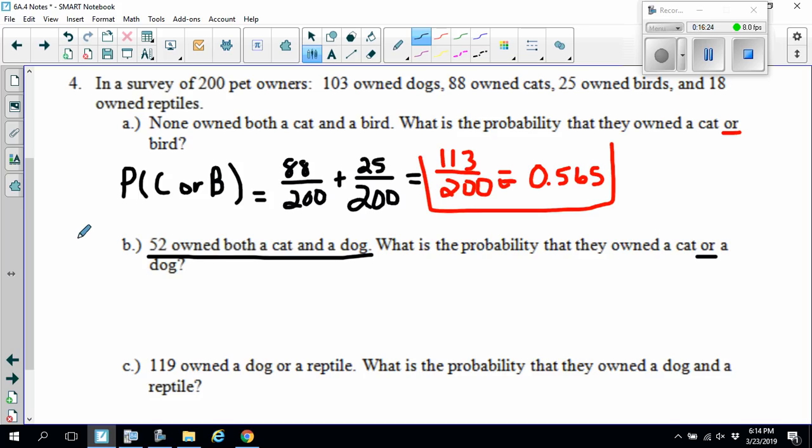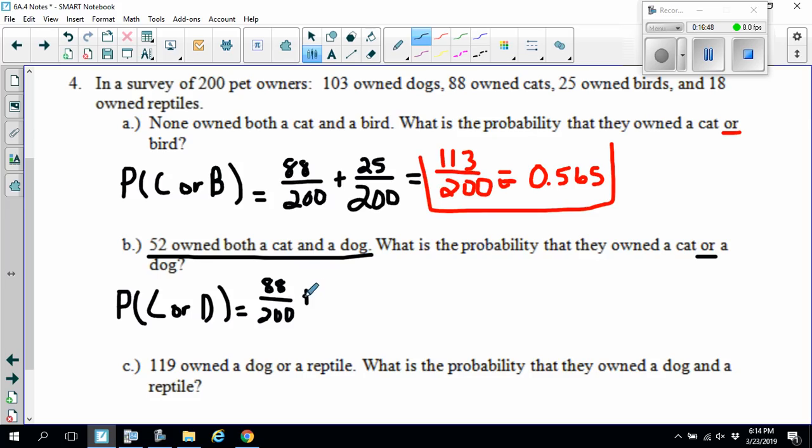So they give you something that is the opposite. That's probably going to be your compound event. So we're going to do the probability of a cat or a dog. And in order to do this, we need the probability of a cat, which we already found beforehand. That was 88 over 200.